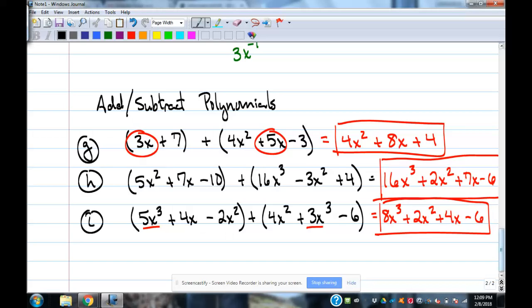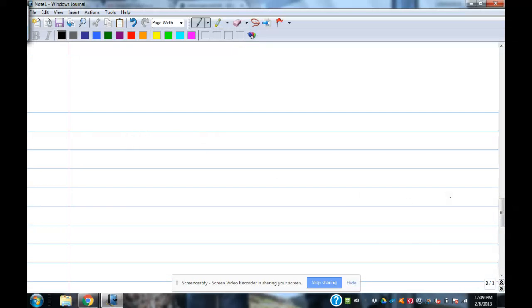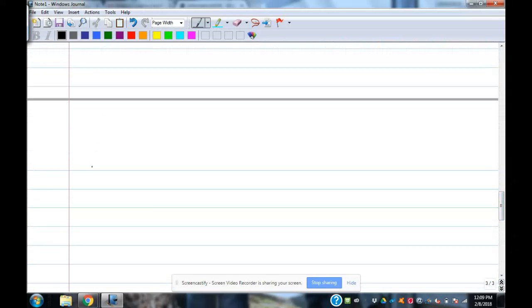Okay. All right. So we've done some addition. Let's look at some subtraction problems. Let's say we had, let's get one there. All right, that's a good one. 10y plus 5 minus 3 minus 6y.